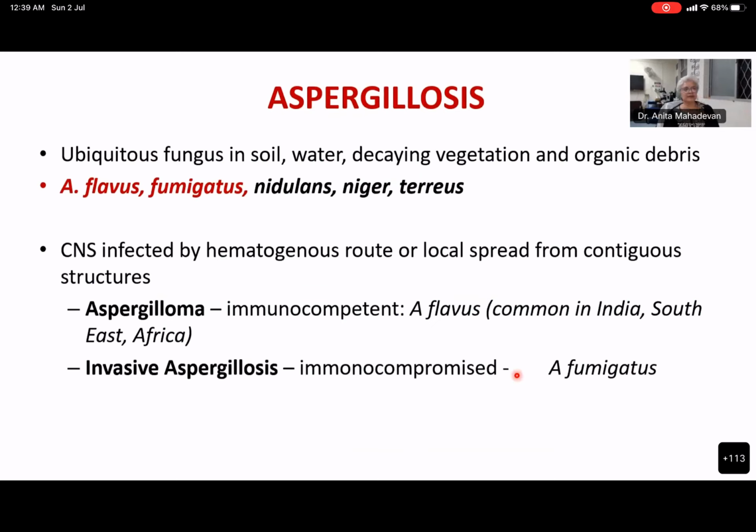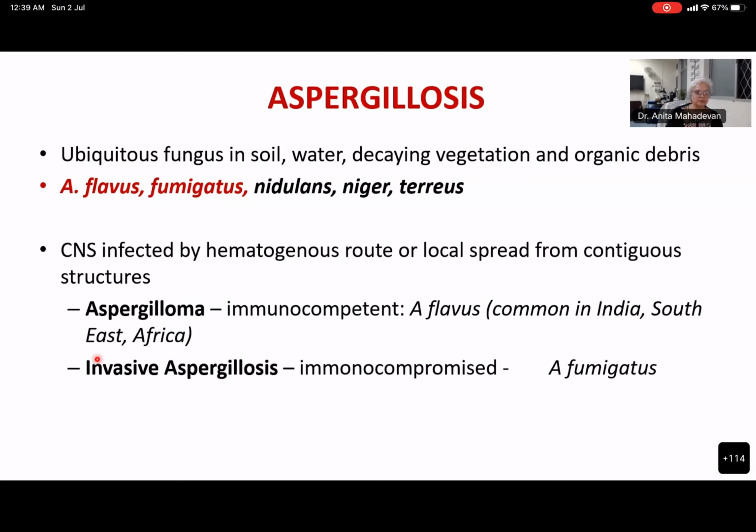The hyphal forms very quickly. Aspergillus is ubiquitous. It is there everywhere in soil, water, decaying vegetation. You have several subtypes, flavus and fumigatus. Those are the two most common in the CNS. The brain gets affected either through hematogenous spread or local spread. And that is why if there is sinus involvement, we always suspect aspergillus because of local contiguous spread.